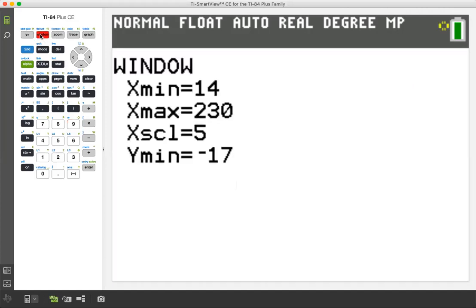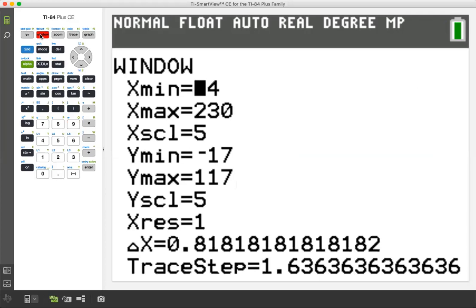So if you hit window, you then see that there's a whole list of different numbers here. The x min and x max tell me the value the x starts at and then the value the x stops. And the scale are those little tick marks on your x-axis. Each one of those little tick marks is counting by 5. That's what the scale means. For the minimum, it's the same way. So the lowest value on the y-axis is -17. The maximum value is 117. And again, the scale is 5. We should all have the same information.